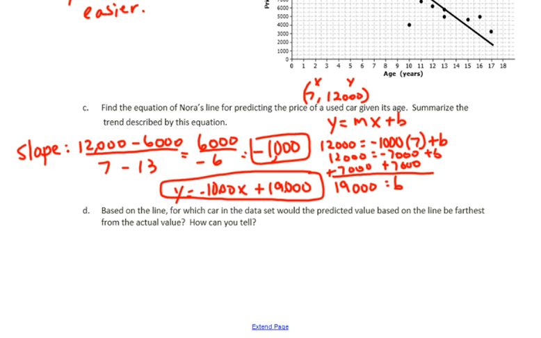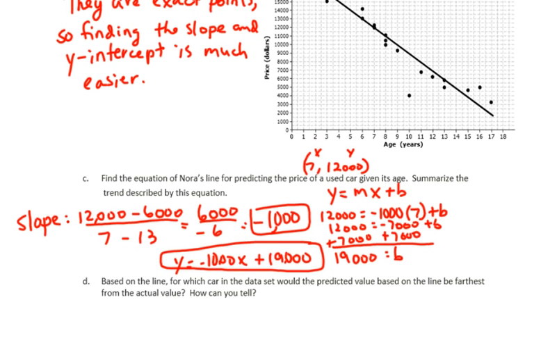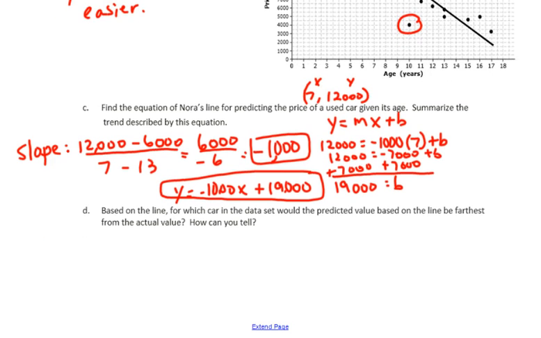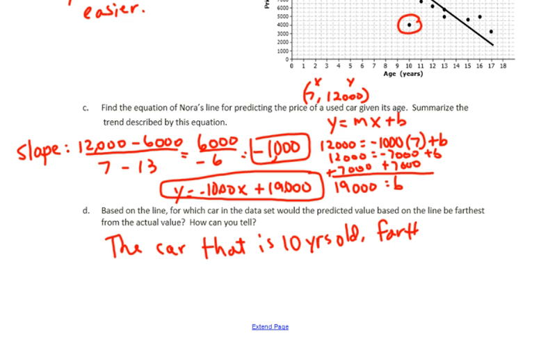Based on the line, for which car in the data set would the predicted value based on the line be farthest from the actual? Well, the one that's farthest from the line, if you notice this point right here, at 10 years is not even close. So the car that is 10 years old is farthest from the line.